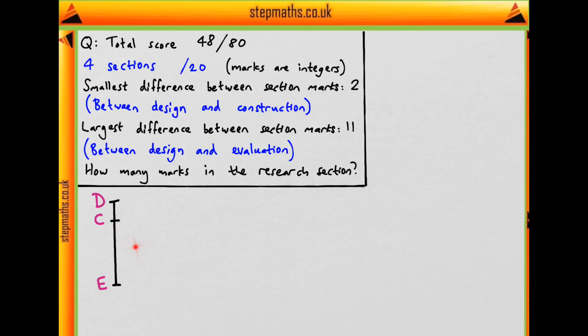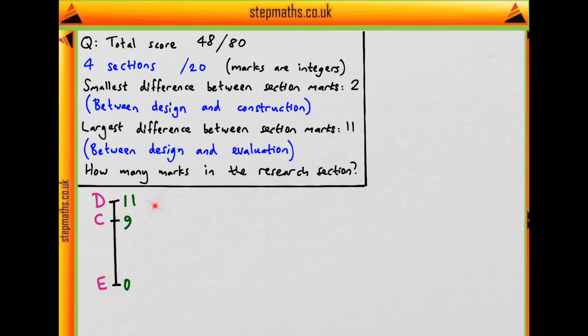below it. So if we've got to make 48 as our total score, and we need the number of marks in the research section, then why don't we just try and guess some marks for each of these sections firstly, and see if we're anywhere close. So let's be pessimistic first and assume that evaluation has 0 points, and therefore what would design be? So we know the difference between design and evaluation is 11 marks. Then the difference between design and construction is 2 marks. So that would be a 9.